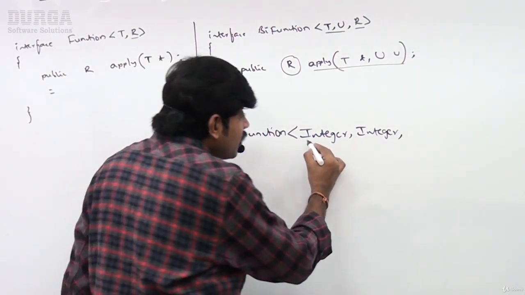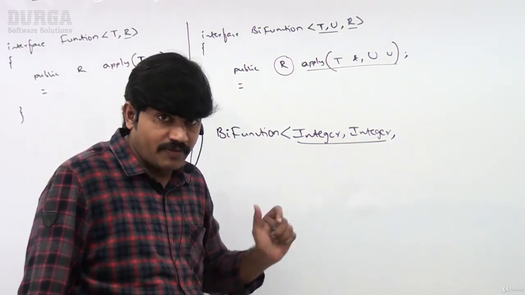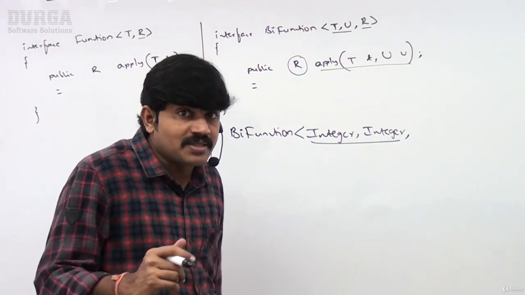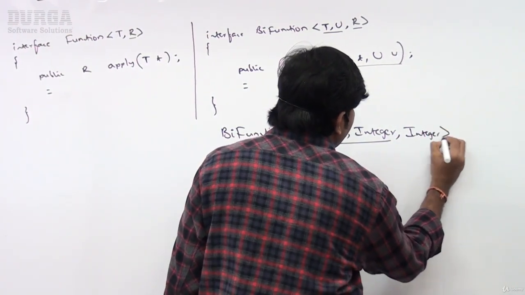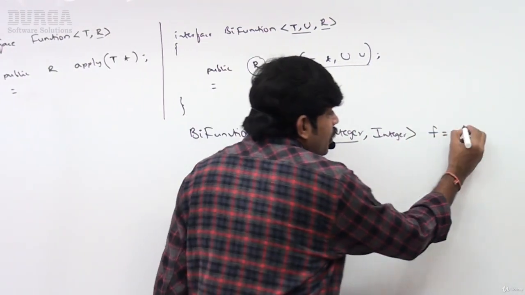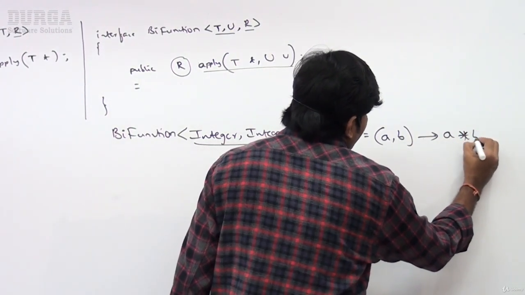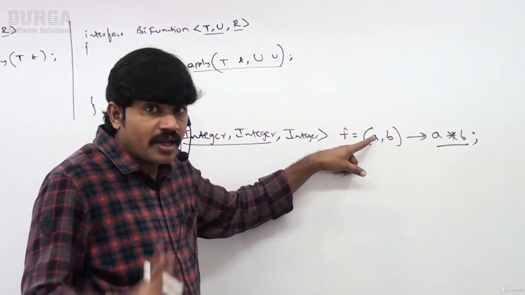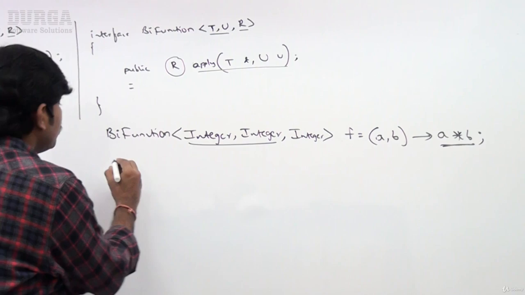So I'm providing two input values, two int values. Now return the product, the multiplication. The product is again of what type? Integer type only. f is equal to a comma b as the input, and it has to return a into b. How many input arguments is it going to take? Two input arguments and return a into b.